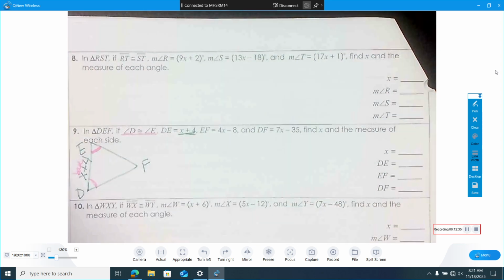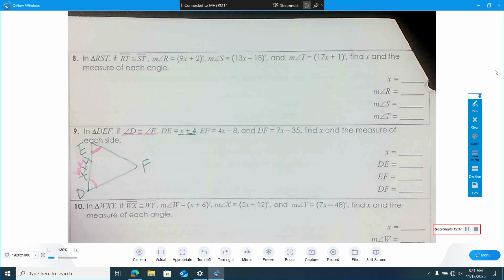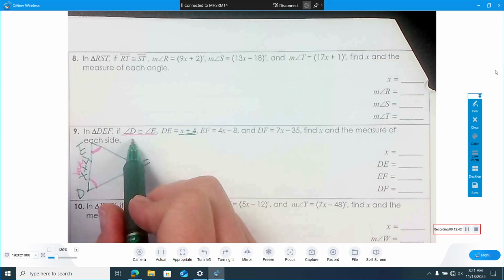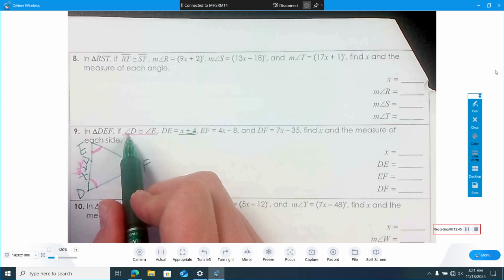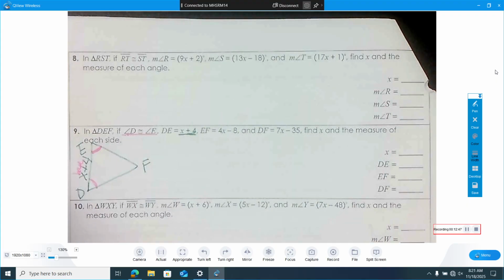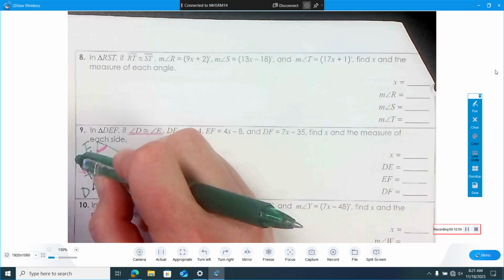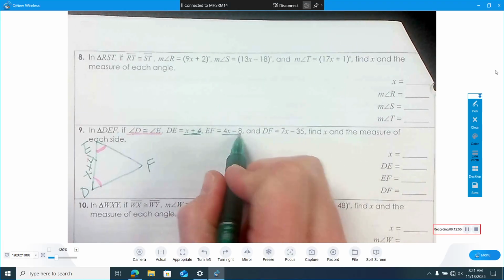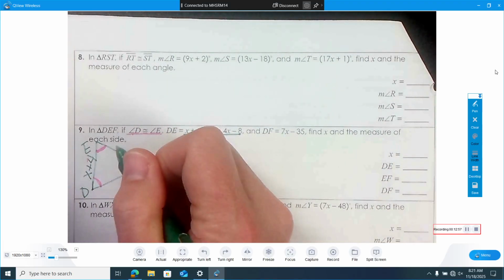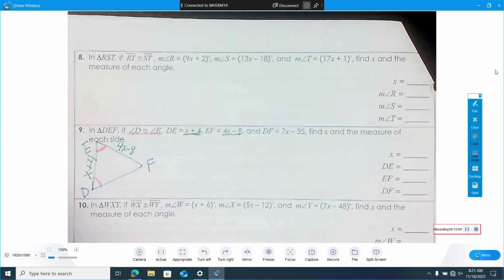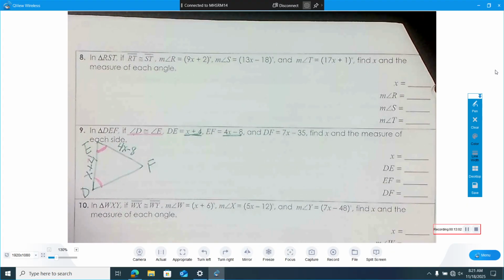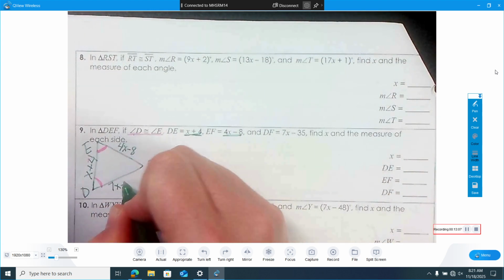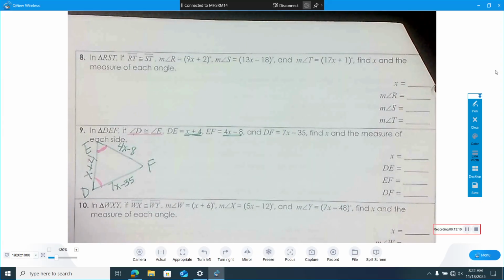DE is my side. Don't confuse yourself, ladies and gentlemen. DE is a side length of the triangle as opposed to an angle. It doesn't have an angle symbol, so don't write it as an angle. Don't write it inside the little angle. DE is x plus 4. And let's see, we have EF. EF is right here. It's 4x minus 8. So 4x minus 8 is the length of segment EF. And DF is 7x minus 35. Find x and the measure of each side.